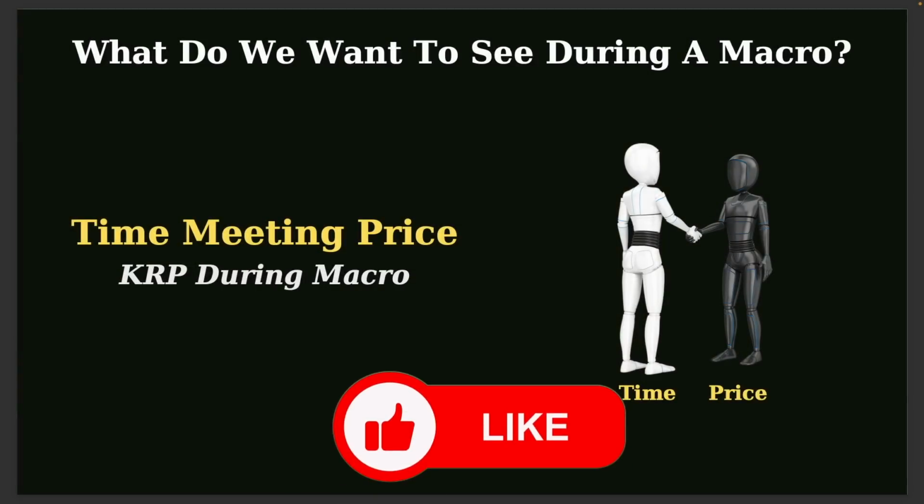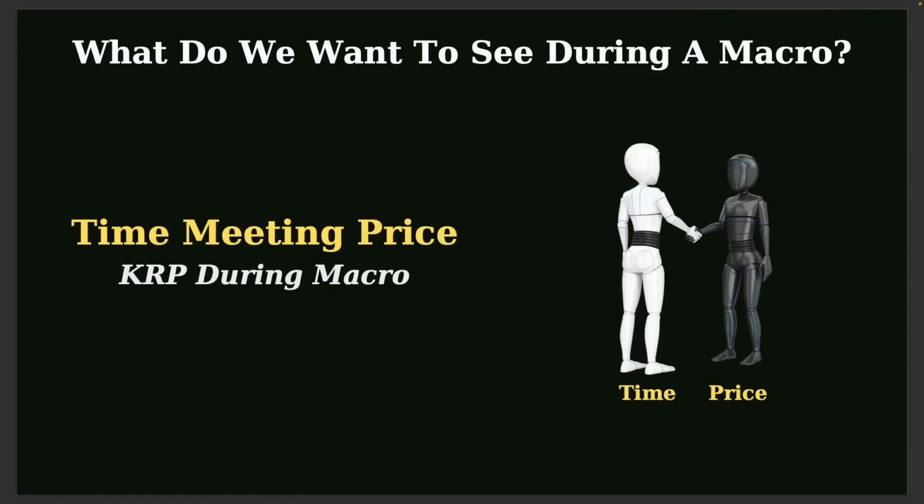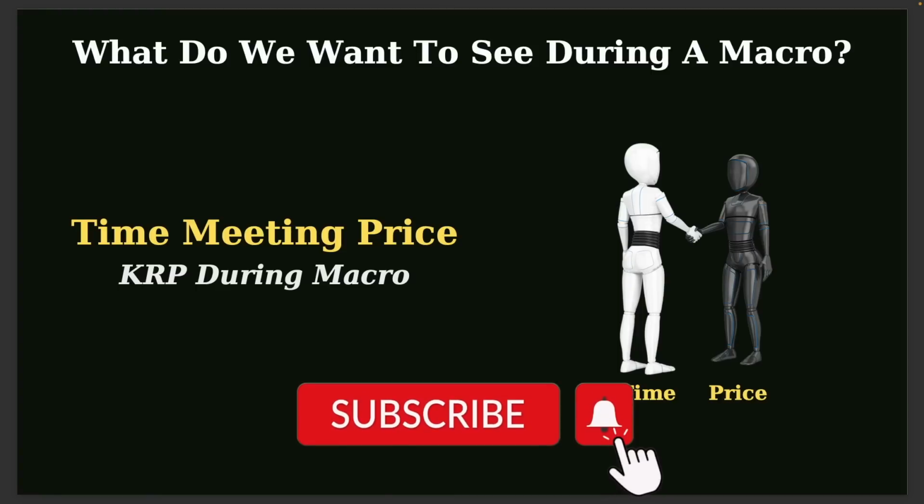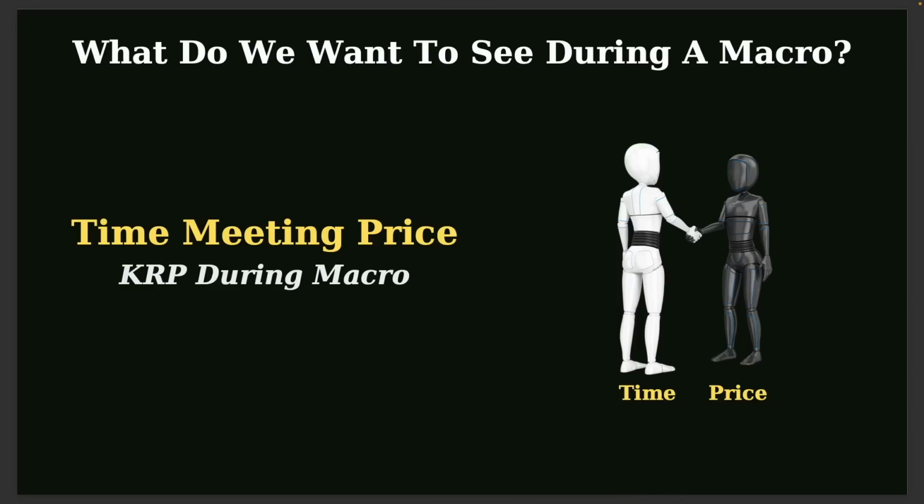So what do we want to see during a macro? We want to see time meet price. In other words, we want to see a key reference point be delivered to during a macro. So this is why ICT always says the algorithm refers to time and price. Seeing what key reference point it's working at this specific time of the day is literally showing us what the algorithm is operating on in terms of a price point and when it is doing it.